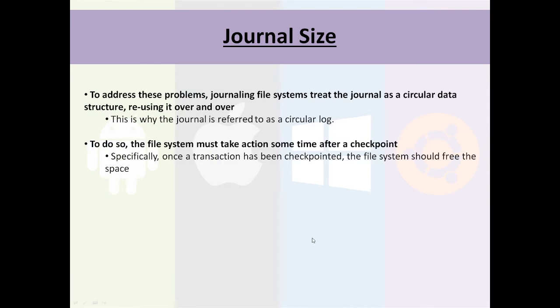So to address these problems of our journal size being limited, journaling file systems treat the journal as a circular data structure. If you think of a circular array or a circular list, you end up reusing it over and over, and that is why the journal is referred to as a circular log. To do so, the file system must take action sometime after a checkpoint. Specifically, once a transaction has been checkpointed, the file system should free that space.